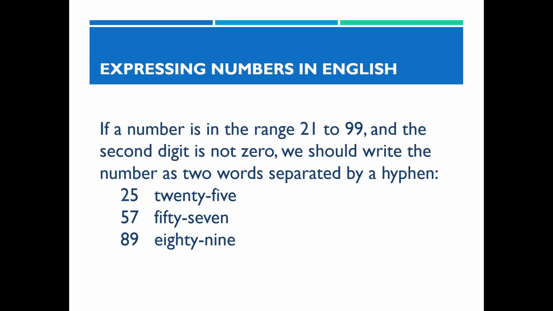When we talk about numbers between 21 and 99, there's a special rule. If the second number isn't zero, we need to put a dash between the two parts. For example, 25 is written as twenty-five. 57 is written as fifty-seven.